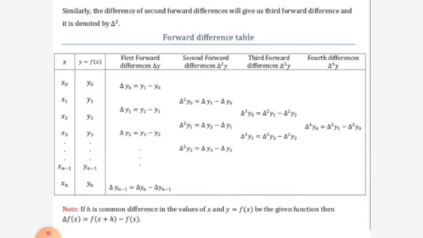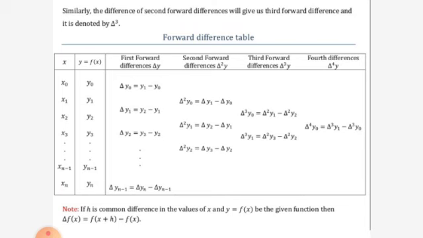Similarly, the difference of second forward differences will be given as the third forward difference, and it is denoted by delta 3. Let us see. The values of x and y are given. The first forward differences are delta y0, delta y1, delta y2 and so on. Now, the second difference you can see here: delta 2 y0 equals delta y1 minus delta y0. Second, delta 2 y1 equals delta y2 minus delta y1 and so on.